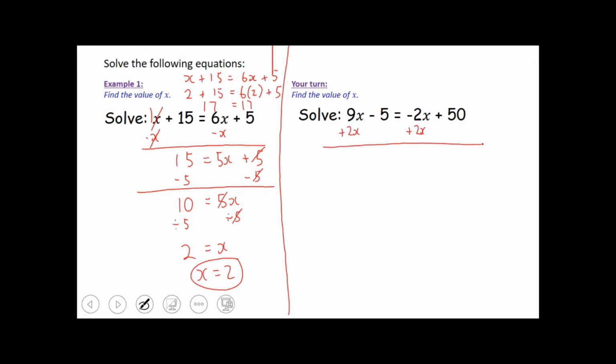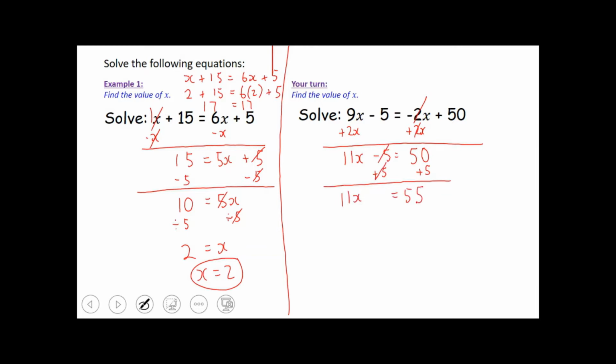And then 9x add 2x is 11x. Then you've got minus 5 equals, the minus 2x and the positive 2x cancel out, and then that equals 50. Like we did previously, we want to get rid of that minus 5, and the inverse of minus 5 is the positive 5, so positive 5 on one side and positive 5 on the other side. This time I've got 11x, minus 5 plus 5 cancels out, equals 55.